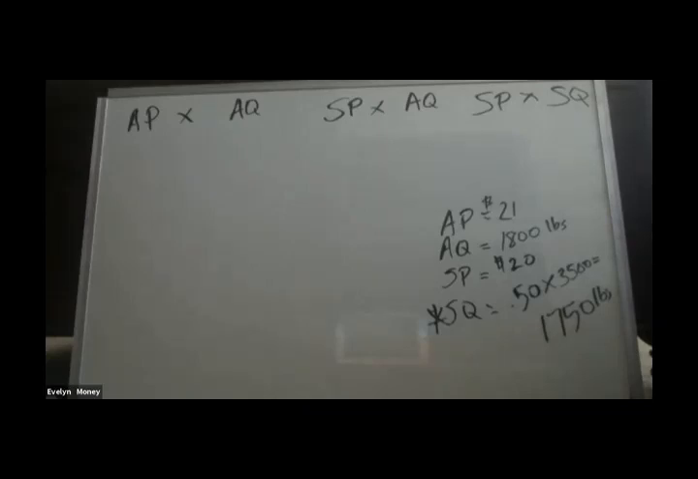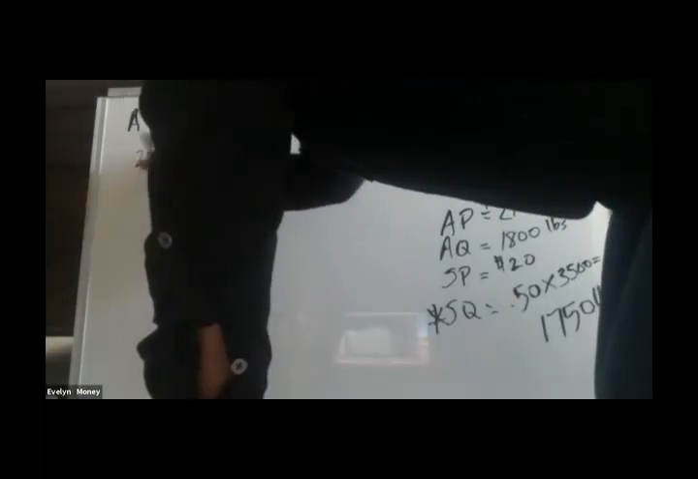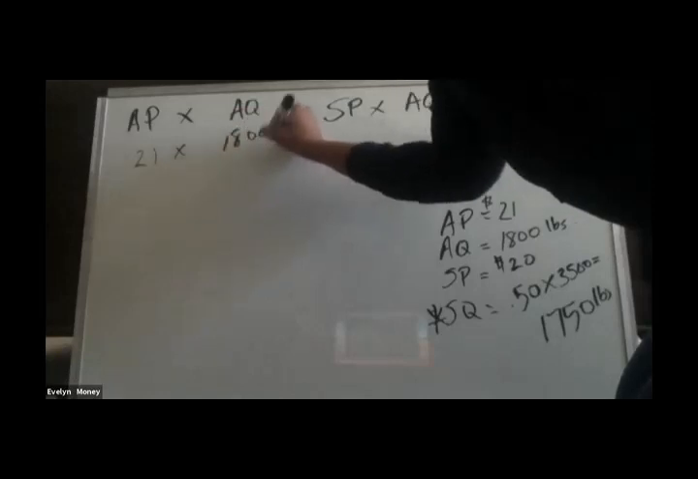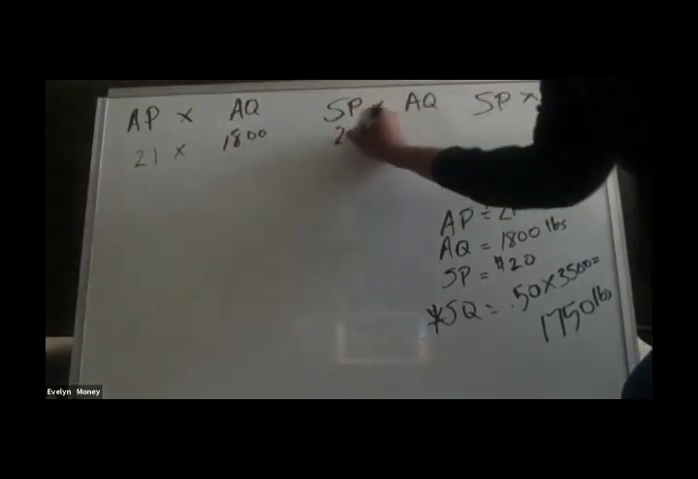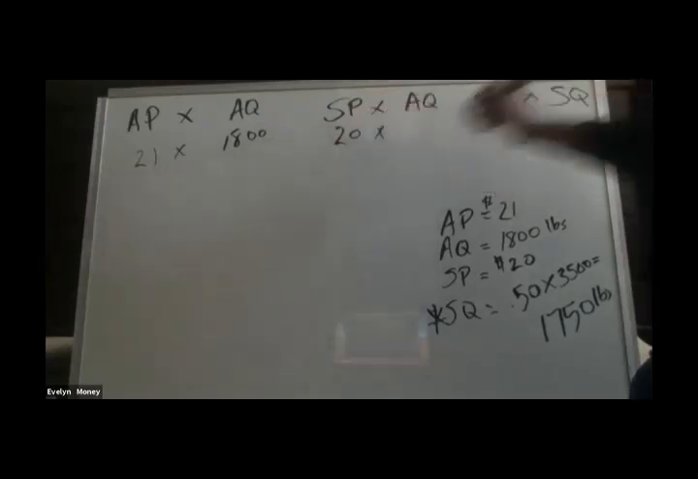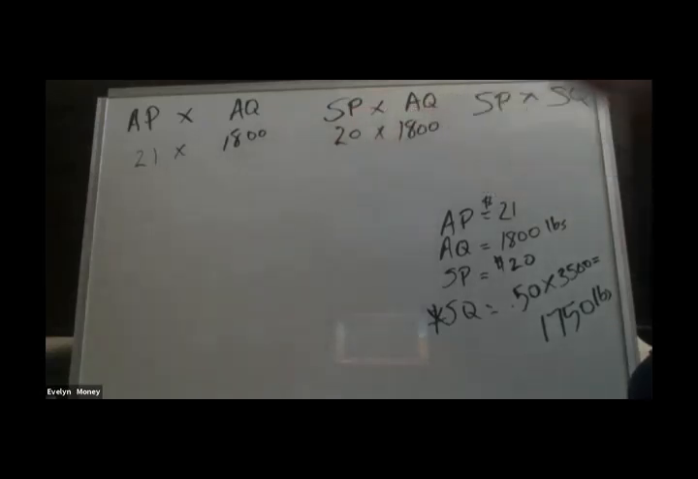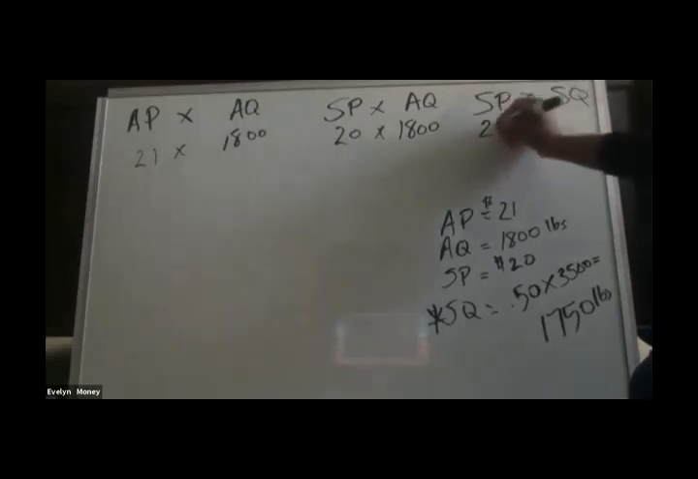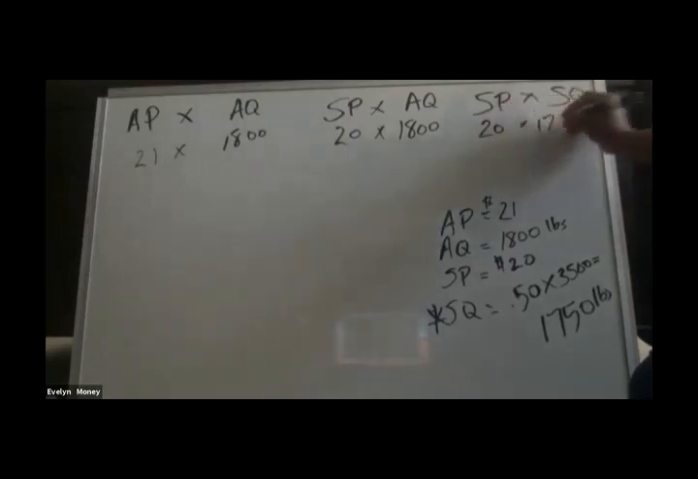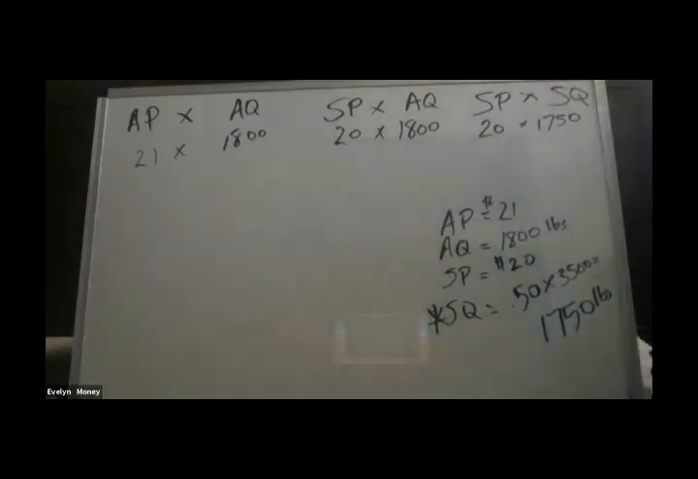So now let's fill out our table here. We're going to take this actual price of $21 and multiply it times the actual quantity of 1,800. We're going to take the standard price of 20 and multiply it times the actual quantity of 1,800. Then we're going to take the standard of 20 and multiply it times the standard quantity of 1,750. Now, once we fill in all of our numbers here, I'll show you what we're going to do.